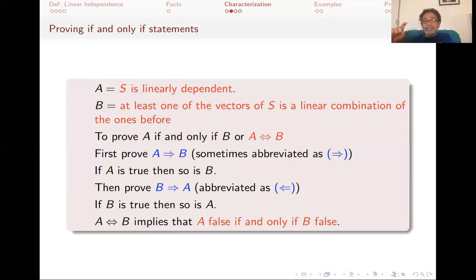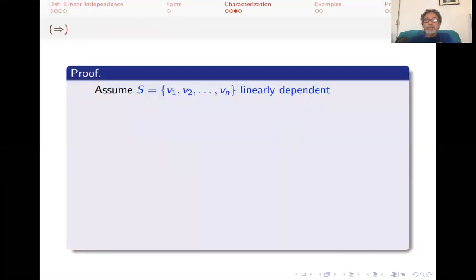If and only if statements are important for us because they're characterizations. That means that we can actually use this as the definition if we wanted, because whenever this statement is true is exactly the same time as when the set is linearly dependent. So now let's go for the proof.